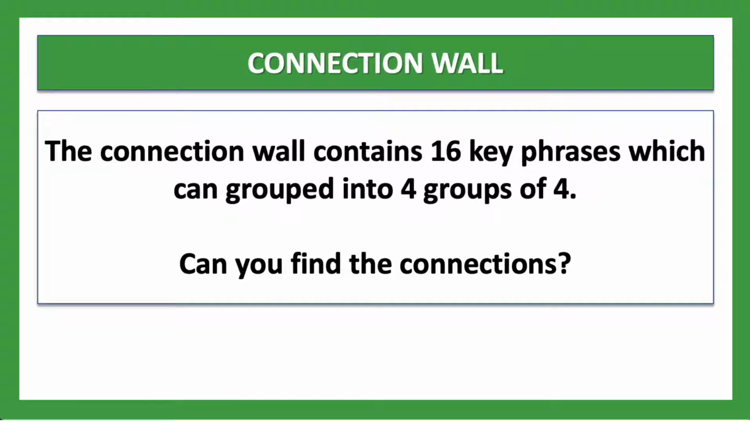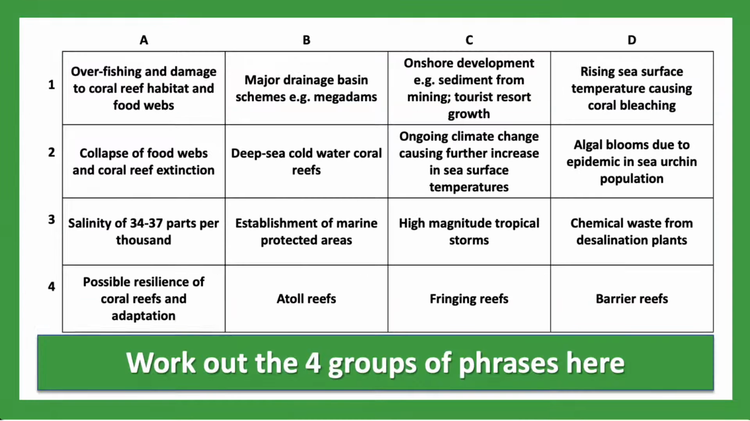Okay, we're moving on now to the connection wall with Fiona. Okay, so some of you watching may have done the connection wall before. So we're going to have 16 key phrases or words that can all be grouped together into 4 different groups of 4. So you're looking for the connections. So I'm just going to do a quick overview of it at the moment.